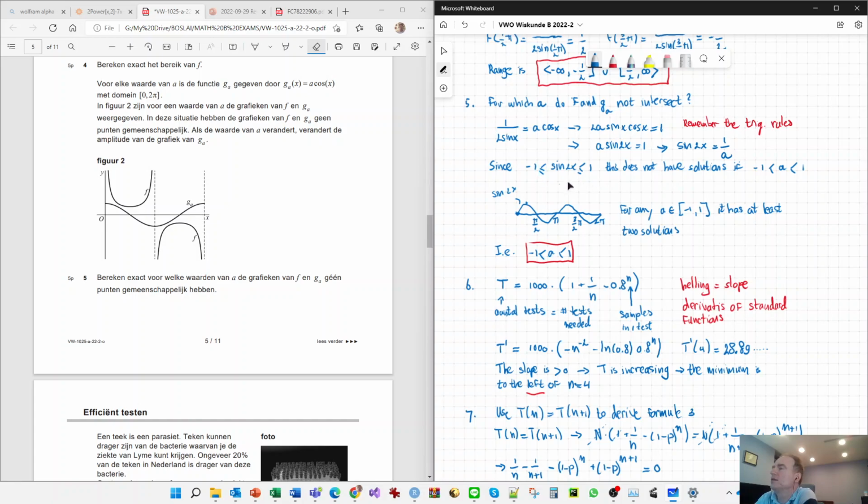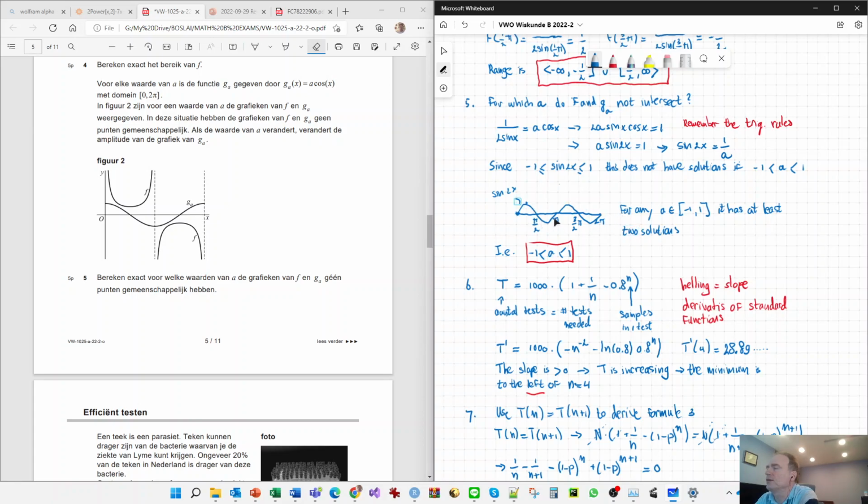But we also know that a sine function is always in this range. So in other words, this can never have solutions if a is between minus 1 and 1, because then this will be greater than 1. But this doesn't necessarily mean it will have solutions if a is outside of this. So we just check it.